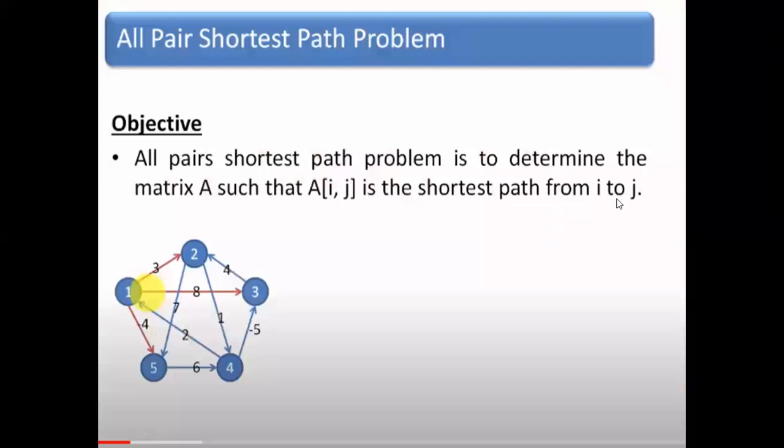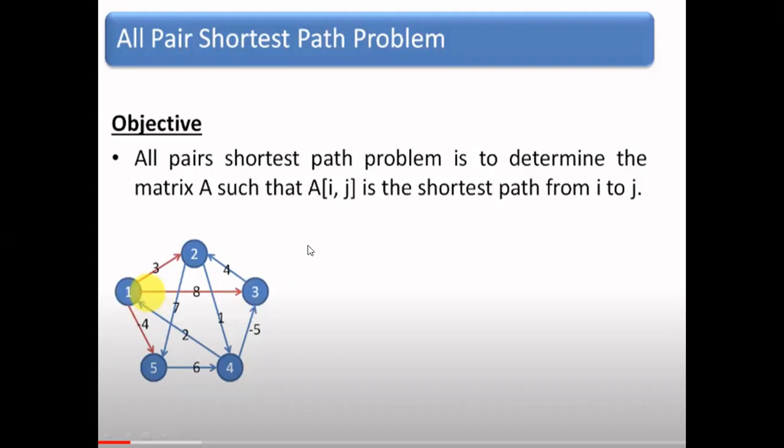Here I is 1 or 2 or 3 or 4 or 5, and J is 1 or 2 or 3 or 4 or 5. You are calculating the shortest path matrix, that is, the shortest path from I to J. I to J means 1 to 1, 1 to 2, 1 to 3. Next, 2 to 1, 2 to 2, 2 to 3, 3 to 1, 3 to 2, 3 to 3.